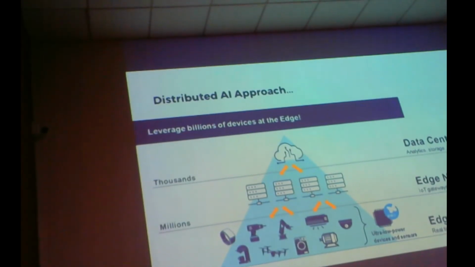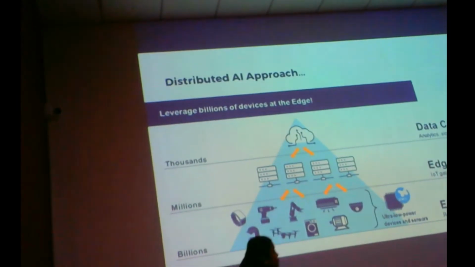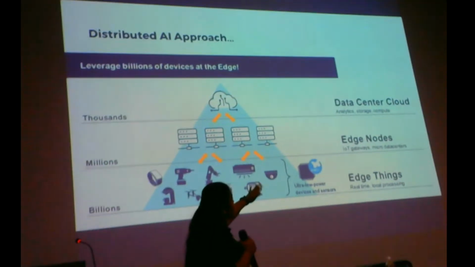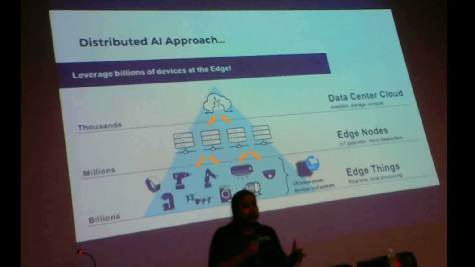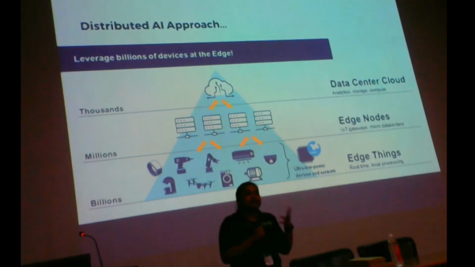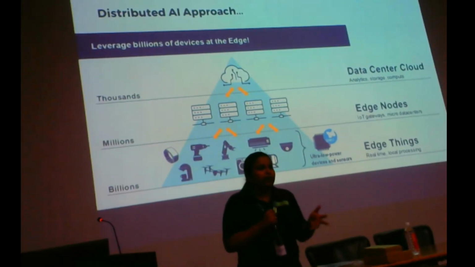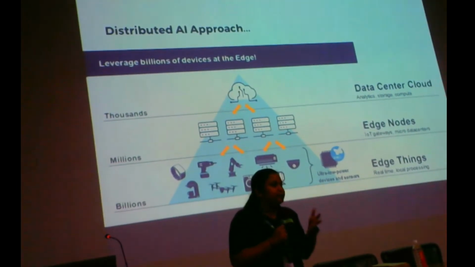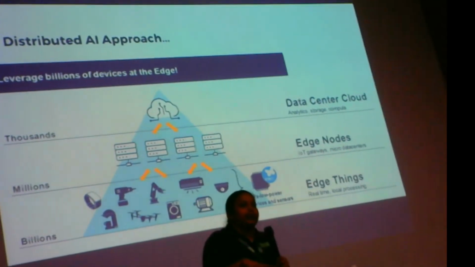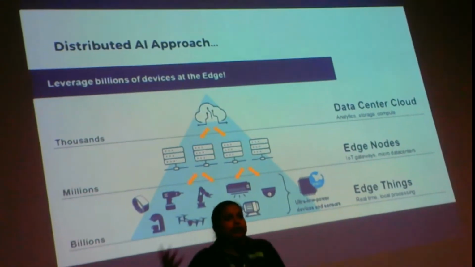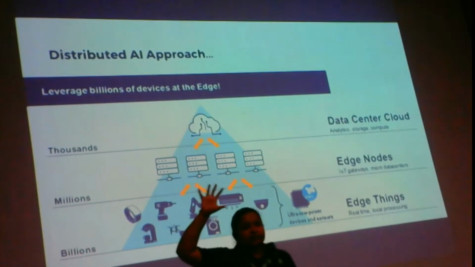So now, what is an AI approach? In this AI approach, we have data center cloud, we have edge nodes, we have edge things. I have told you about edge. Now, have you heard about cloud? Everyone must have heard about cloud, IoT platforms, cloud platforms, all these things. So a cloud platform is basically where you will be storing the data. The output data, you can visualize it, you can analyze it. That is your storage part.